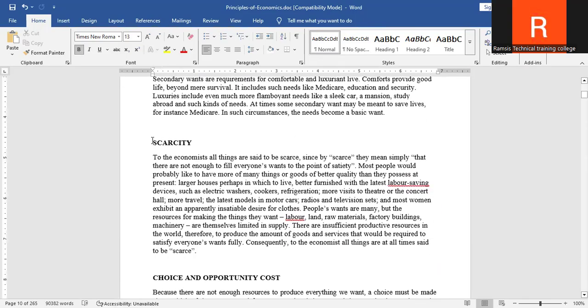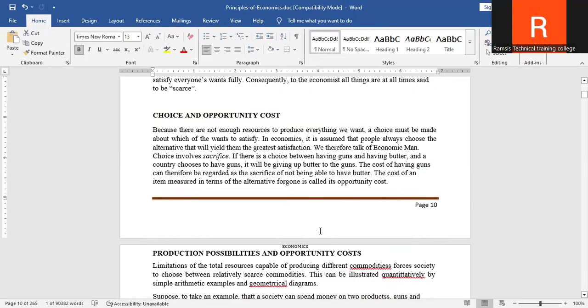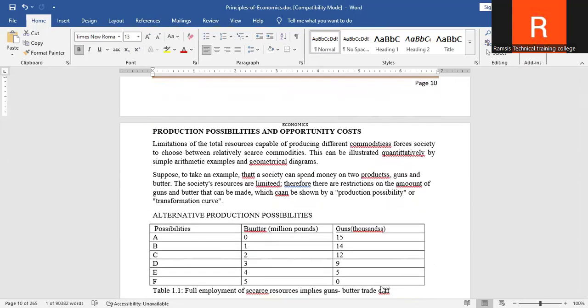So we have talked about scarcity and all that: choice and opportunity cost, production possibility and opportunity cost. From what I've just said, we have agreed that we have limited resources and everybody is scrambling for the same limited resources so that they can satisfy their needs and wants. If the resources available are not enough to produce goods and services to satisfy all the wants, then they are said to be scarce.